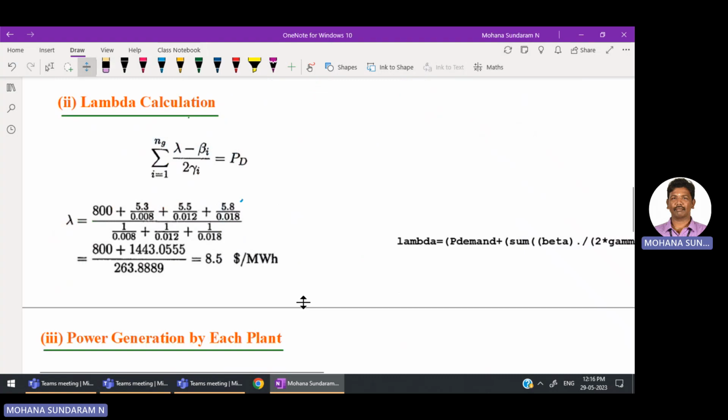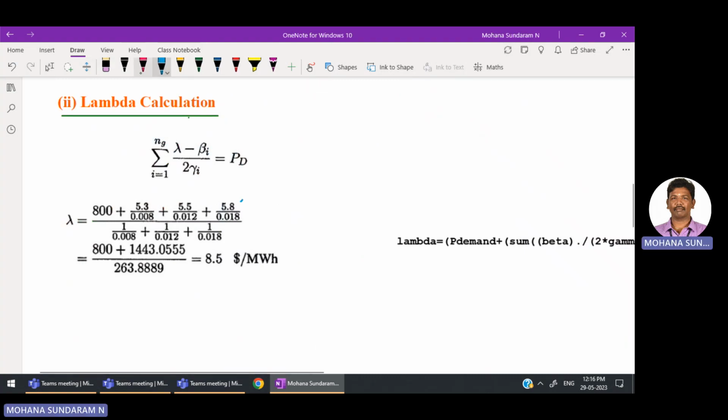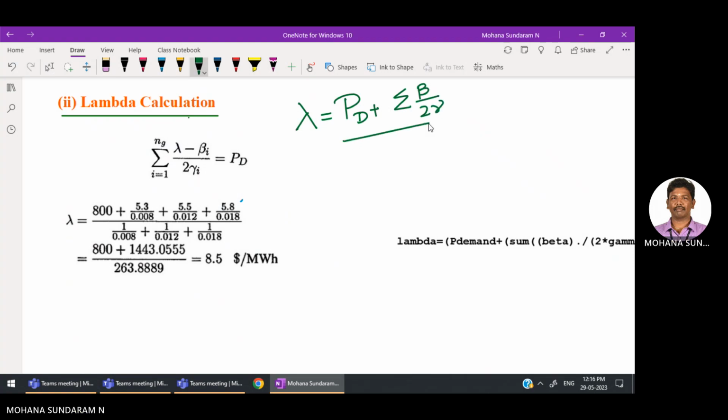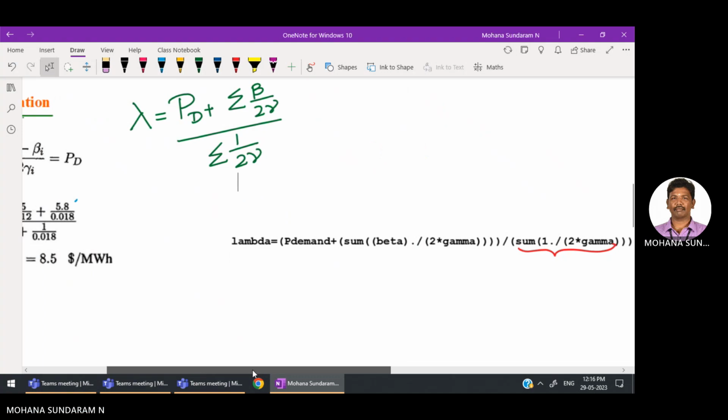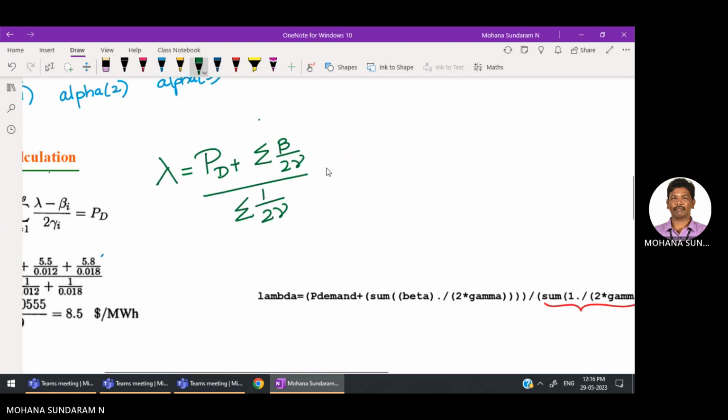Next one is your lambda calculation. You know that the formula for lambda is directly simple. Lambda is equal to the power demand PD plus the summation of beta divided by 2 gamma, divided by the summation of 1 divided by 2 gamma. That is the formula. Now let's see how to convert this into a code.